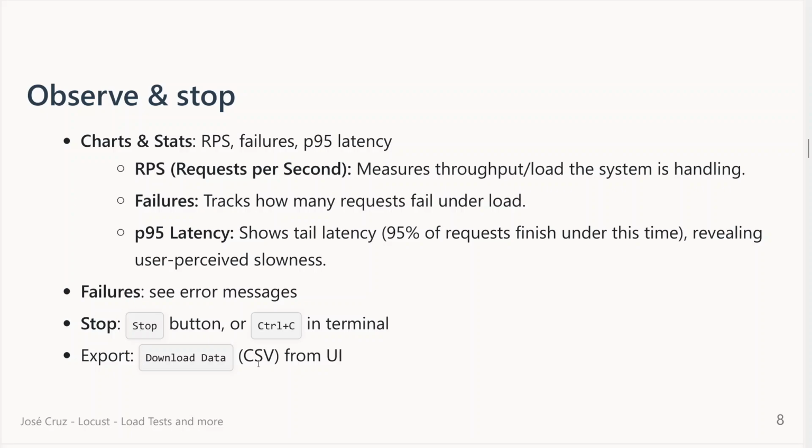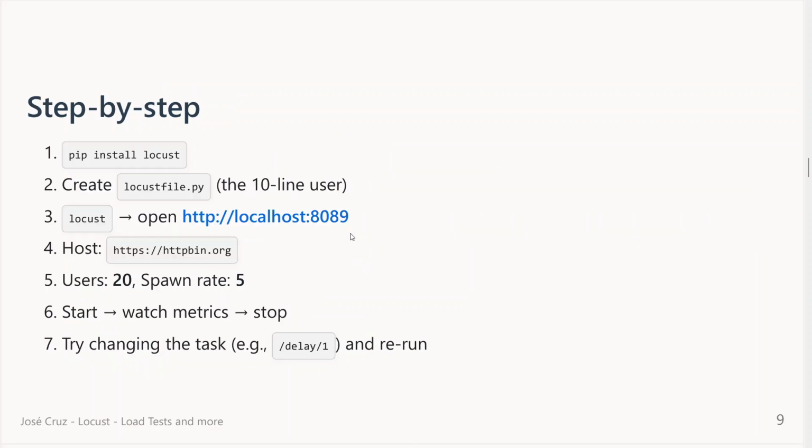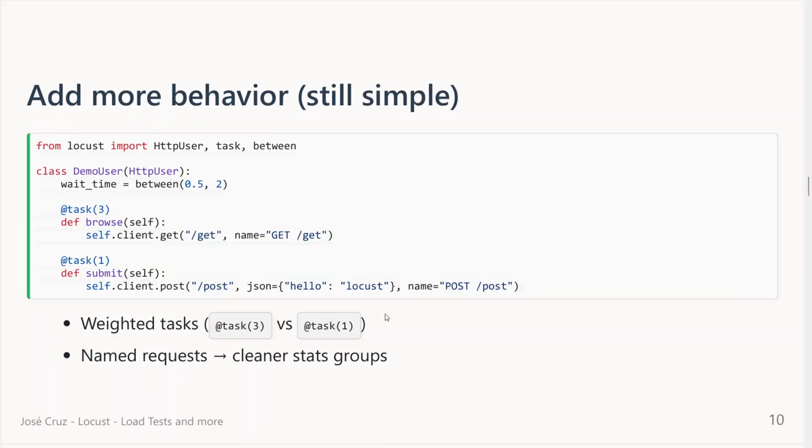Of course, you can stop and you can export and it will be quite handy, and I will explain in a moment why. So step by step, if you want a kind of a cookbook: install Locust, create this file. It will provide you when you run this website. You choose a host, of course, you can start with this one and then move to a real one. You create the number of users, how many users you want to be incremented, and then you start, watch the metrics, stop, and you can next try to change the tasks, which is a thing that we'll do in a moment.